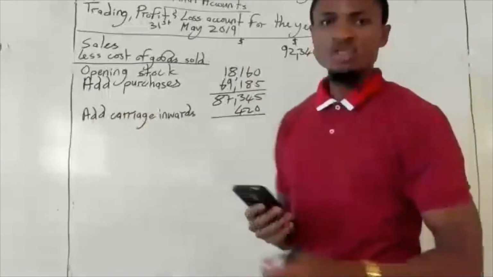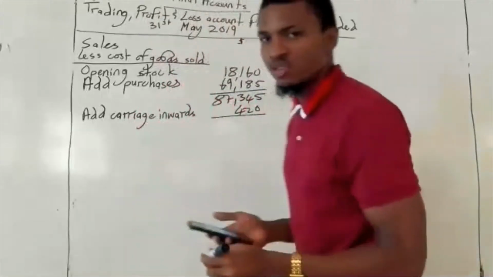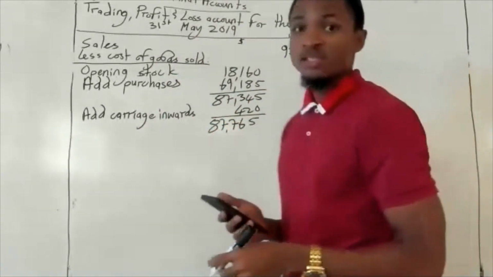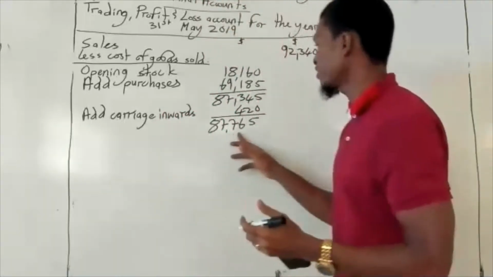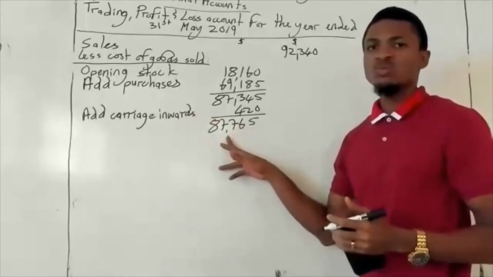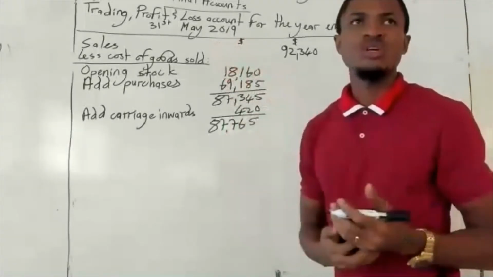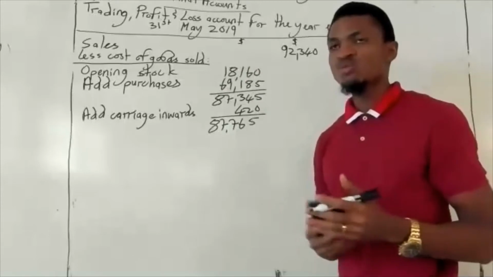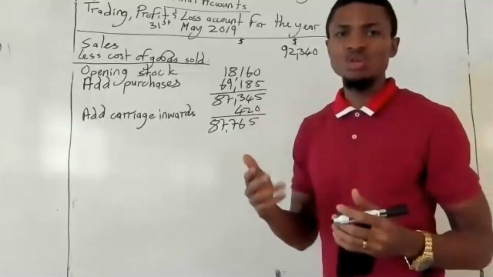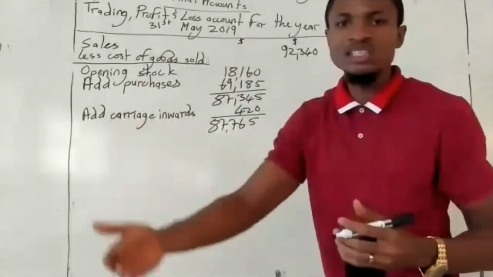From the instruction, we are told to add. When you add your carriage inwards, which is 420, it gives you 87,765. After we have added our carriage inwards, what do we take cognizance of? We look at the question to see if there are any returns outwards. Remember, I told you returns outwards is when you purchase goods that are not in the right specifications or goods that are faulty. What do you do? You return them so that you will receive a refund.